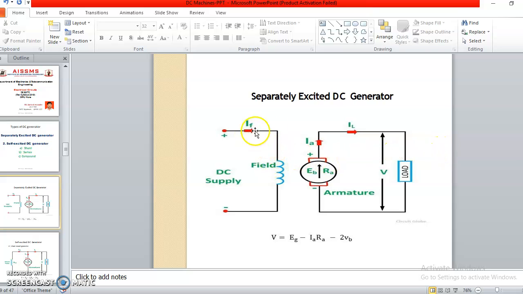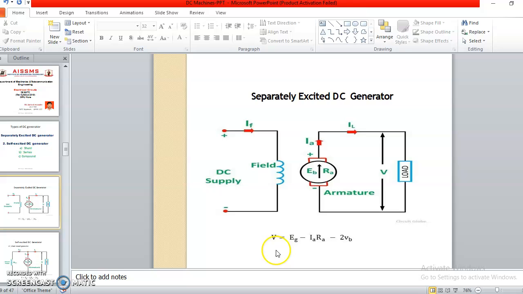Next, if IF is the field current, IA is the armature current, IL is the load current, then we can write the final voltage equation for a separately excited DC generator as V is equal to EG minus IA RA minus V brush. The same equation we can write in the form of EB also, where you can rearrange this equation: EB is equal to V plus IA RA plus V brush.